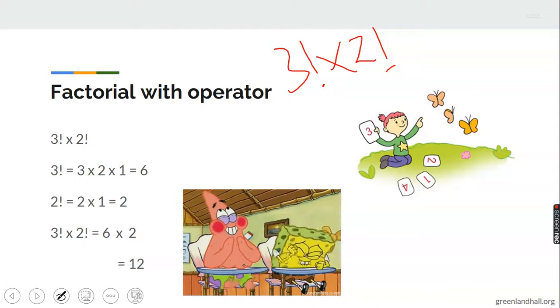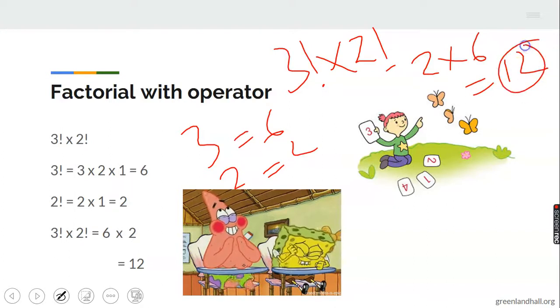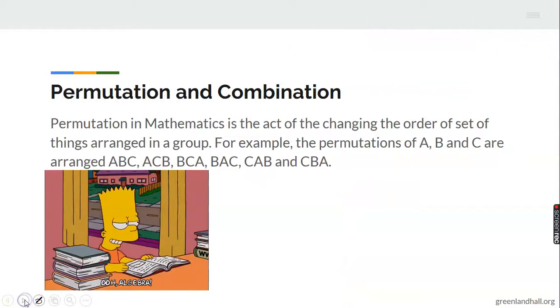When you lay your hand to this, 3 factorial is going to give us 6. Yes. 2 factorial is going to give me what? 2. So what's the answer? 2 times 6. 2 times 6 equals 12. Beautiful. Correct. That is correct. So we go to the next one now.